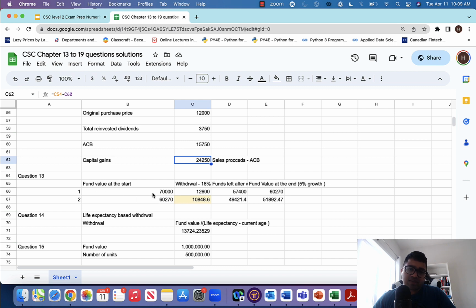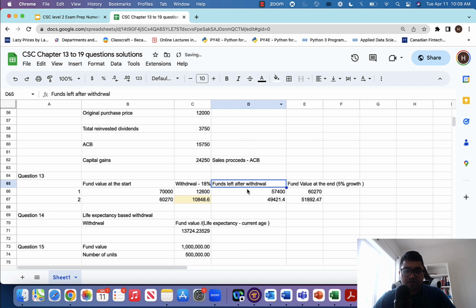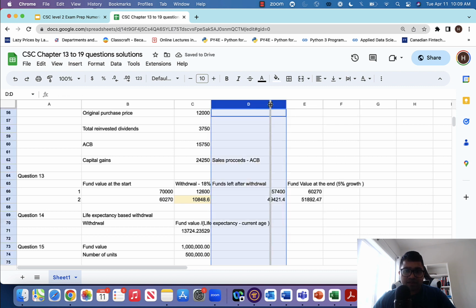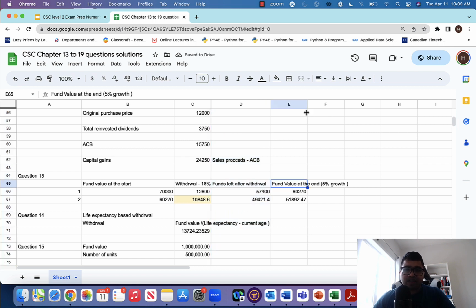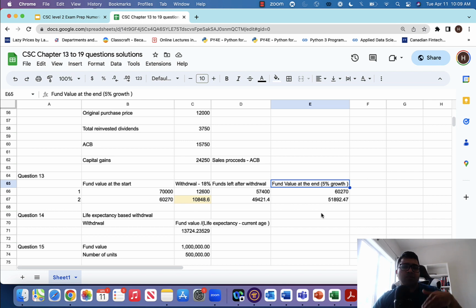So fund value at the start, always note it down. Then you make withdrawal. The withdrawals are 18% of the fund value. So you have to make a column for that. Then funds that are left after withdrawals. So whatever funds are left after withdrawals, you note that down. And those leftover funds are going to grow. So the fund value at the end, assuming a 5% growth. So these are the columns that you have to prepare. So let's see how it will work.